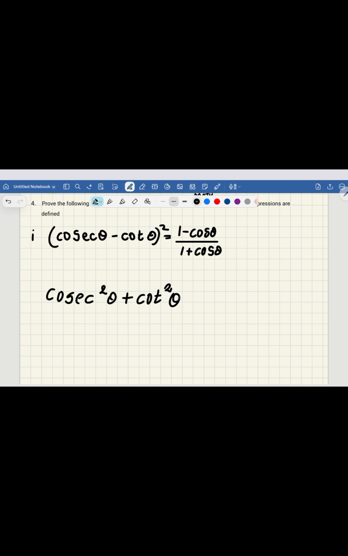Oh yeah, and by the way, for now you just forget about this RHS. We'll get to this somehow. So you just forget about the RHS for now, and minus 2 cosec theta cot theta. There is no square now because it is 2ab. Cosec theta cot theta.